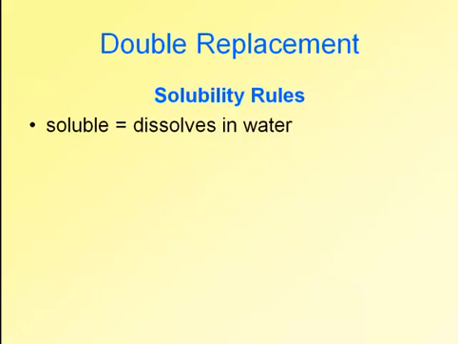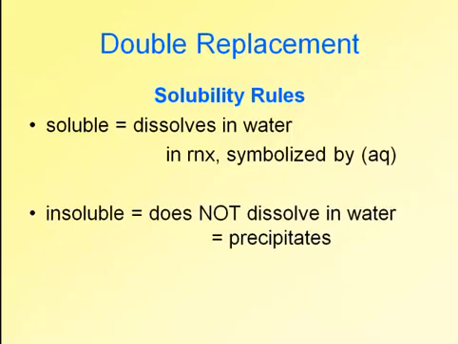A double replacement reaction, and actually any reaction that occurs in solution, requires the use of the solubility rules when writing out the process. To say that a substance is soluble means that it will dissolve in water. We symbolize that with an aq when we're writing the reaction. A substance labeled as insoluble does not dissolve in water. If it is a product that forms after mixing two compounds in solution, then it's called a precipitate. We symbolize insoluble components with an s because they're in their solid form. They're not dissolved.